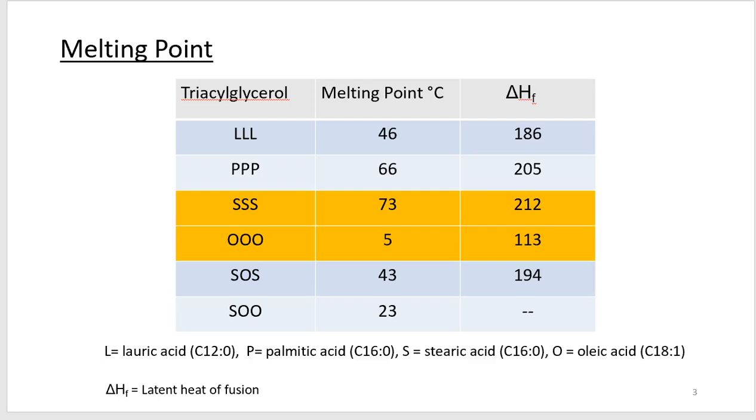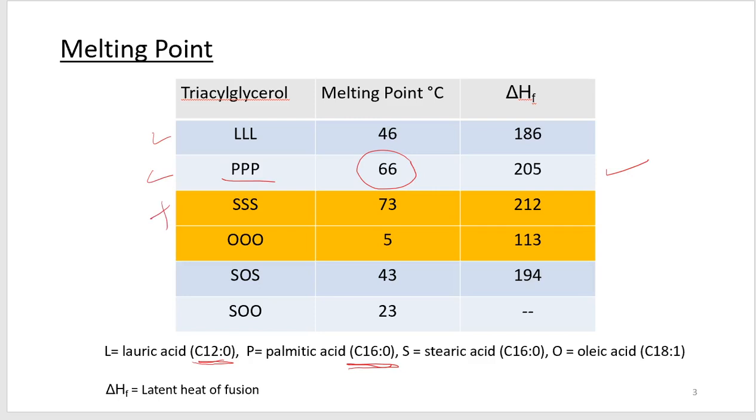Let's look at the table. The first triacylglycerol in the table is composed of 3 lauric acids. And here we see that lauric acid has 12 carbons. And the other one is composed of 3 palmitic acids. And palmitic acid has 16 carbons. And we said that melting point increases with increasing chain length. So as you see here, the 3 palmitic acid triacylglycerol has a higher melting point compared to that one. Latent heat of fusion is also high.